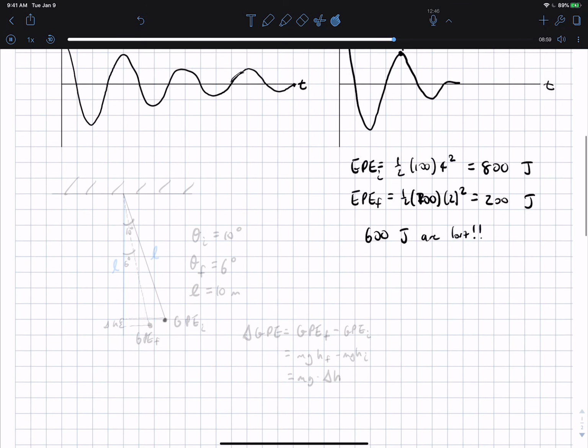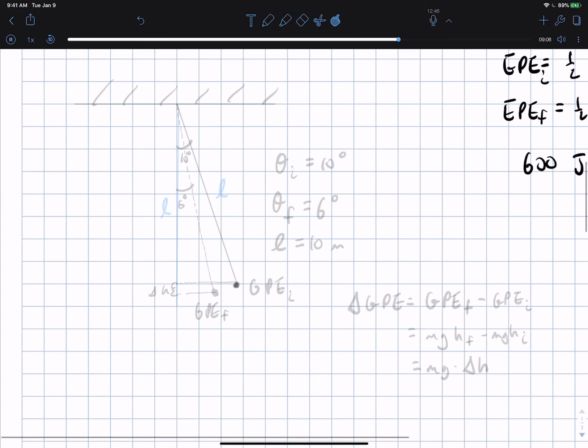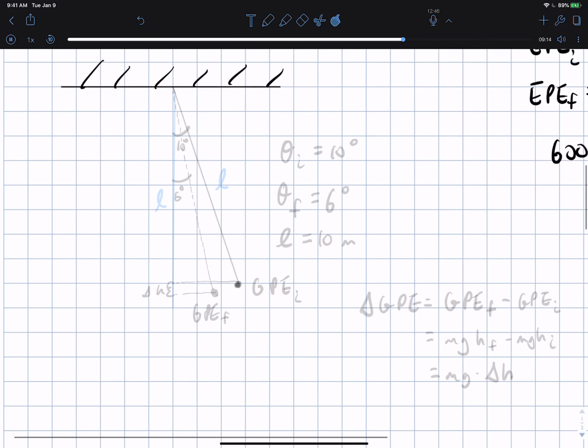Okay. And the other system that you might be asked about, the only other system you talked about, is a pendulum. So let's say you have a pendulum on a ceiling, and it starts off at 10 degrees, so theta initial is 10 degrees. After a certain amount of time, let's say 10 seconds later, it ends up with an amplitude of 6 degrees. And we know that the length of this pendulum is, let's say, 10 meters. Pretty long pendulum for some reason.